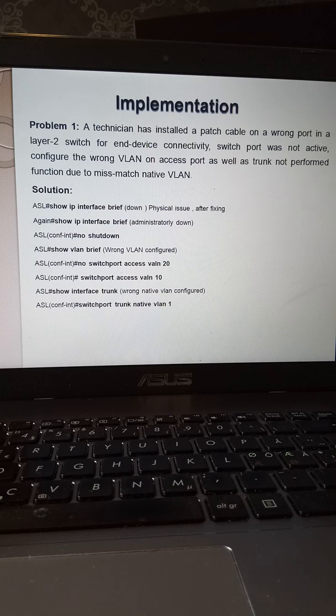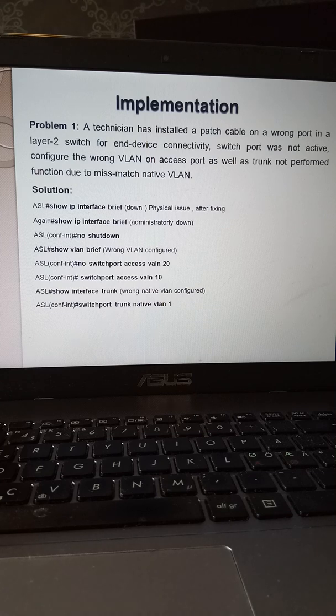We have fixed two problems in this project. First, a technician installed a patch cable on a wrong port in a layer 2 switch for end device connectivity. Second issue, the switch port was not active, the wrong VLAN was configured on the access port, and the trunk did not function due to a mismatched native VLAN.